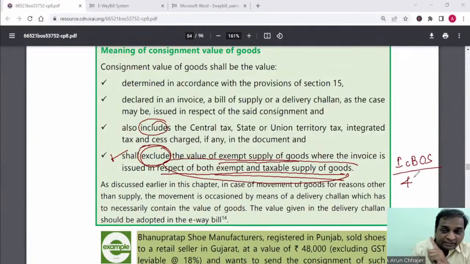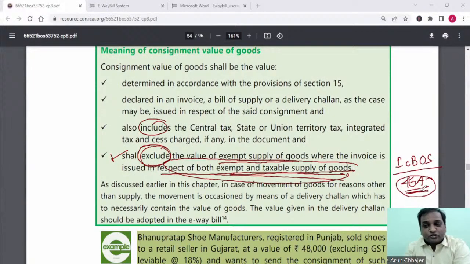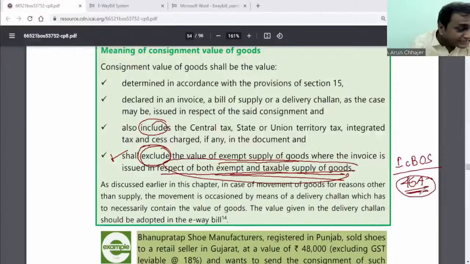I hope you remember Rule 46A, which we discussed in the last class. I need the answer. Kindly reply: can exempt and taxable supply of goods be issued in a single document? Yes, there would be the answer. According to Rule 46A, we can issue, but when can we issue? Please give me the reply. When can we issue a single document which will be called an invoice-cum-bill of supply?